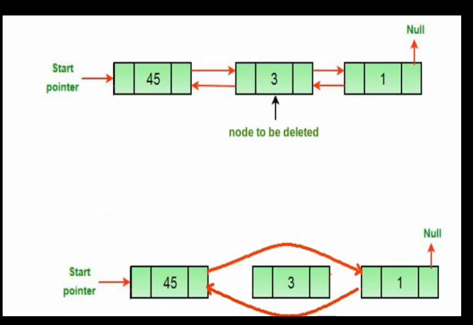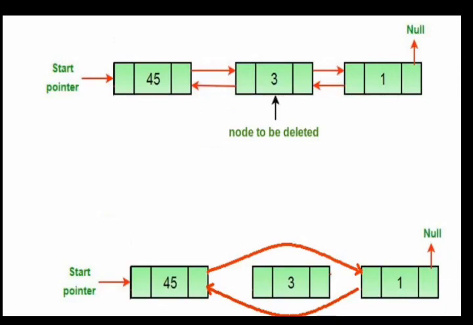So far we have seen insertion in different ways. Today we are going to see how to delete a node in doubly linked list. Look at the first diagram. Here 45 is a head node and 1 is a tail node. So in between, 3 is a node which we want to delete from the doubly linked list. So how to delete it?